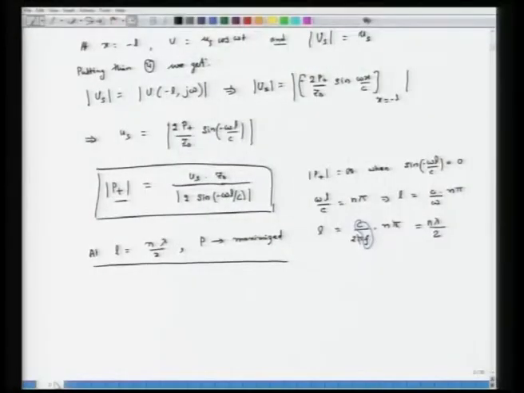So, let us make a small sketch. What I am going to do is draw a profile for pressure and a profile for velocity. So, this is x equals 0, and as I am going in the negative direction, that is in that space I have my tube.